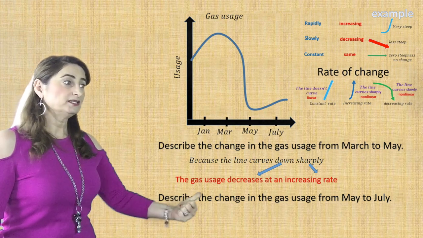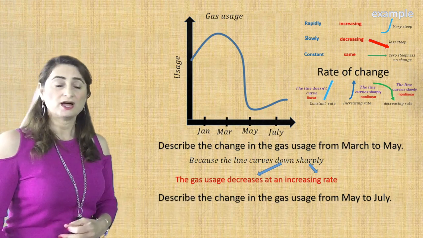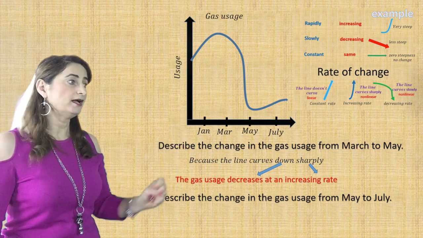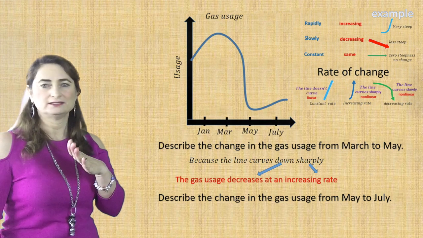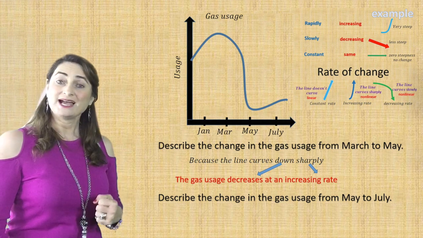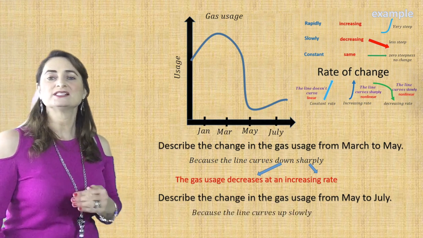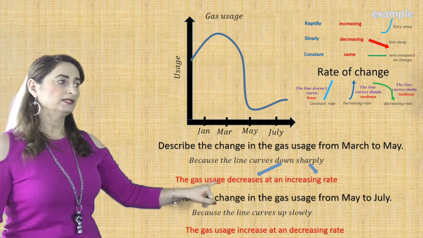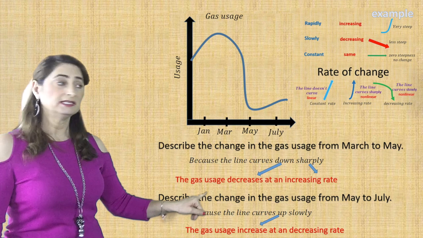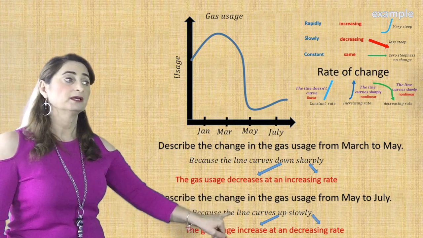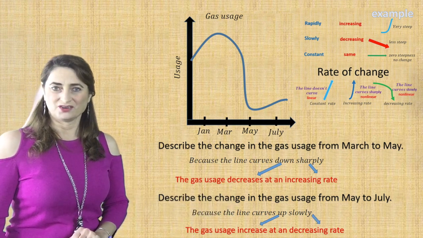Describe the change in the gas usage from May to July. So now from May to July, because the line curves up but slowly, it's not steep, the gas usage increased at a decreasing rate. My clue is going up. That means the usage is increasing, but because it's slowly, it's not too sharp, that's called a decreasing rate.